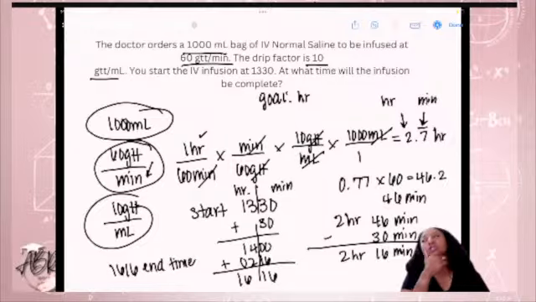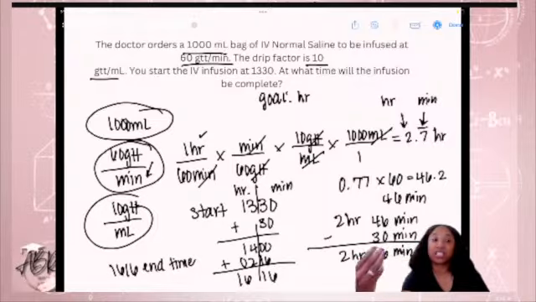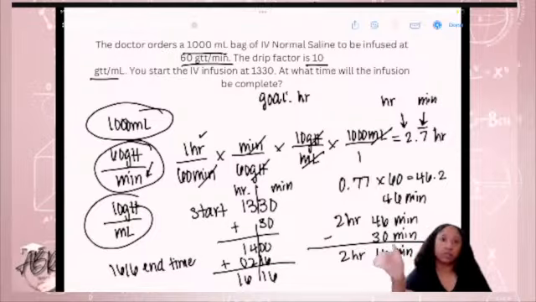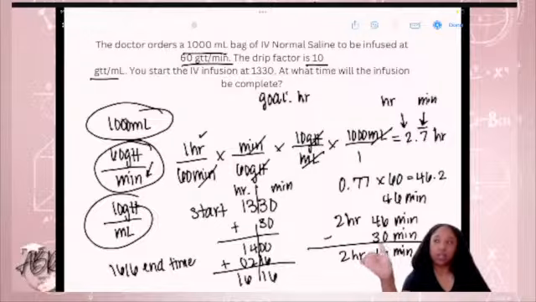Yes. So we know that it would take 2 hours and 46 minutes for this to complete, right? If you add 46 minutes to 30 minutes, that's 76 minutes. If you don't know to convert that 60 minutes to an hour and then the other 16 minutes left over, it gets complicated and confusing. So if I've got an infusion time that's over 30 minutes, I just go ahead and round it up to the next hour.